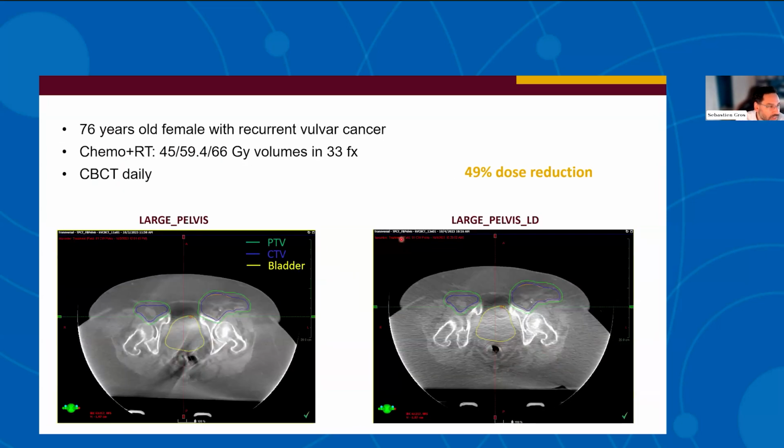The next case is a female patient with a large pelvis protocol. And here the therapists were interested in looking at the bladder and urinary nodes. And this is the default protocol. This is the low dose with 50% dose reduction.